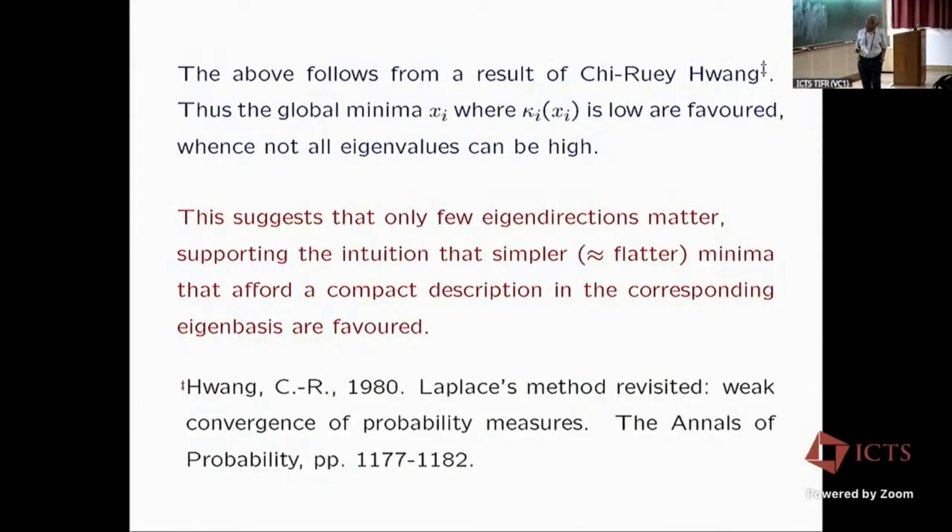So what it suggests is that only a few eigen directions matter. You look at the corresponding eigenbasis at that point, and then you cannot have too many large ones. The weight will be more at the global minima which have fewer large eigenvalues, which means it will prefer flatter minima that afford a compact description in the corresponding eigenvalues. So this is the first part.